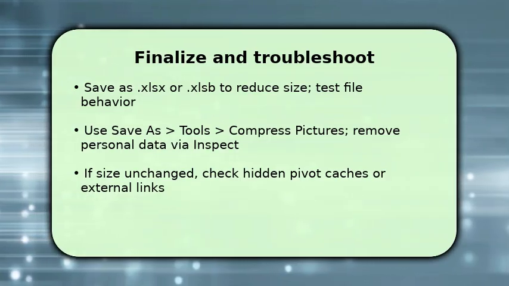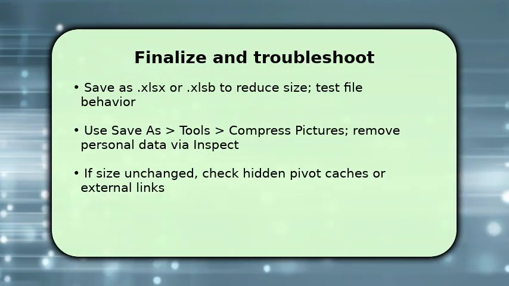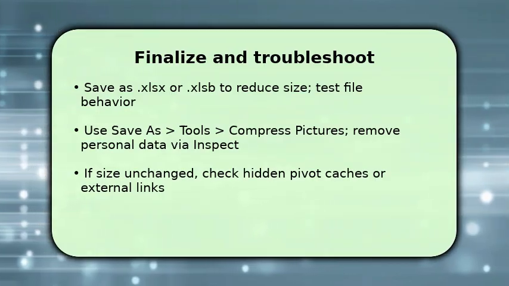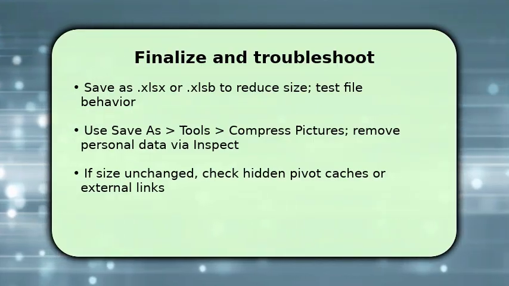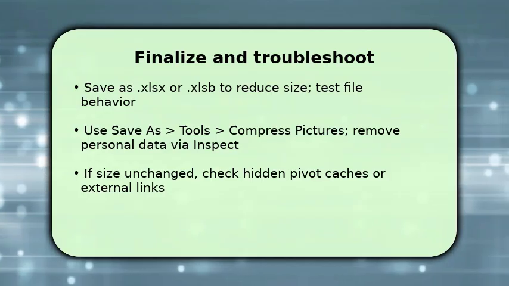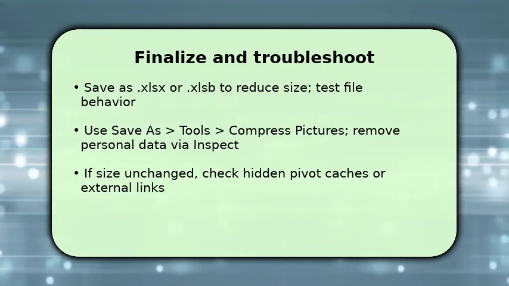If the file size does not drop, inspect pivot table caches and external links, clear unused caches or repoint links. Troubleshooting tip: if Excel behaves oddly after changes, reopen the backup and apply steps incrementally to isolate the cause.